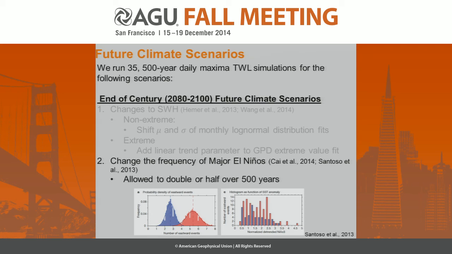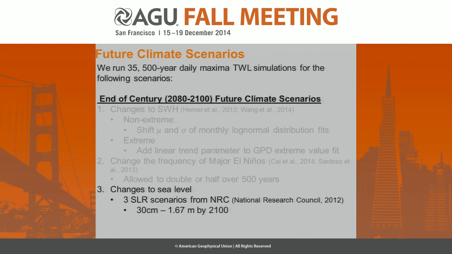We also change the frequency of major El Niños, and these are allowed to double or halve over the 500-year period. The third scenario, we allow changes to sea level. So we have 3 sea level rise scenarios from the National Research Council. And these are sea level rise scenarios that include regional tectonics in the area. And these range from about 30 centimeters to 1.67 meters by 2100. And then our last scenario, we include all of these different pieces.